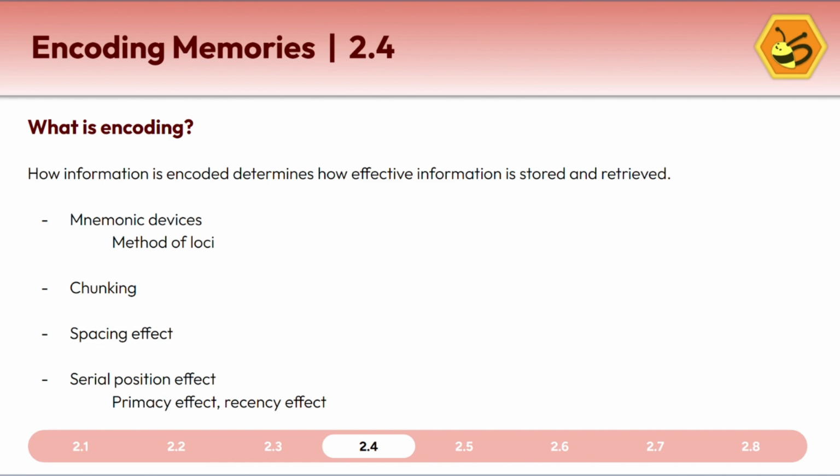Okay, chunking is when we break down information into smaller pieces. A really good example of chunking is the use of phone numbers. When we think of phone numbers, we typically memorize it as the first three numbers, and then the next three numbers, and then the last four numbers, instead of the entire number all at once.